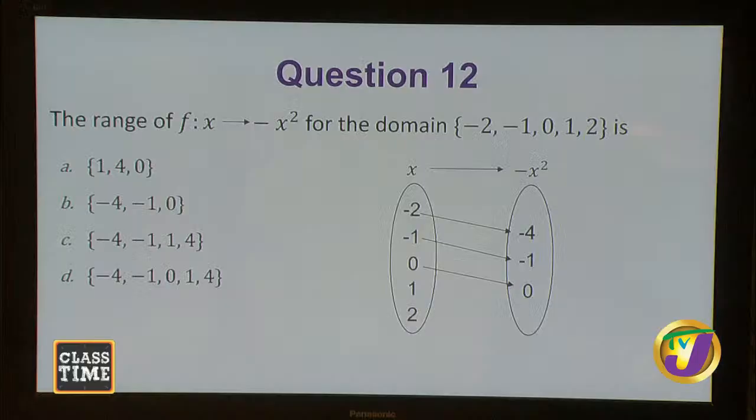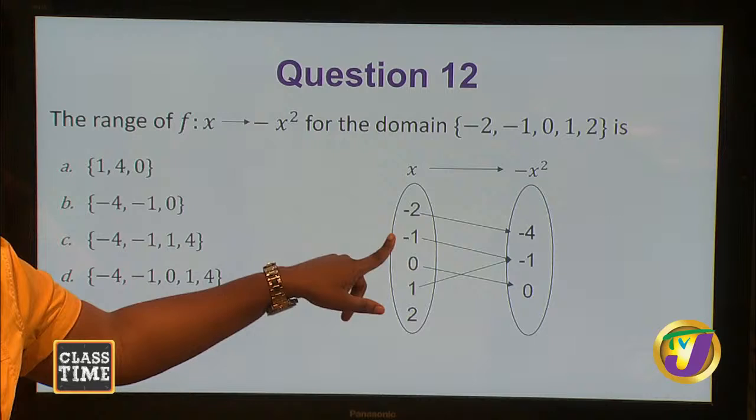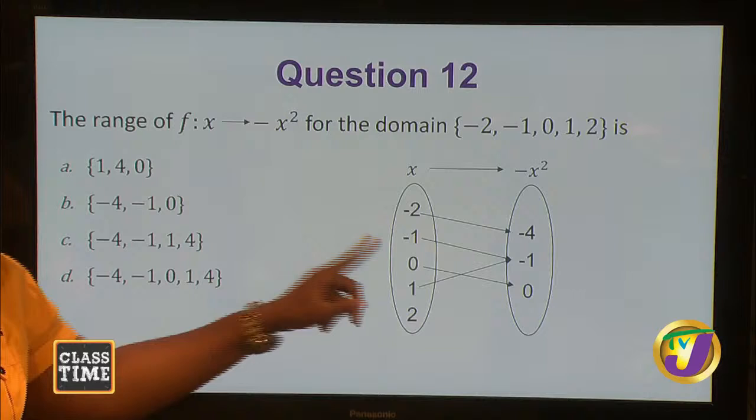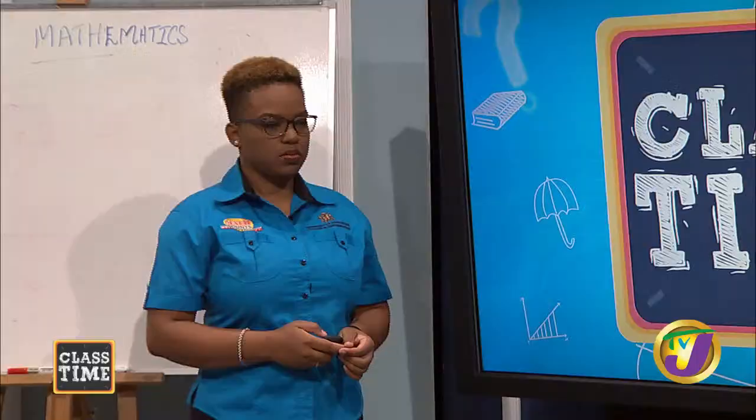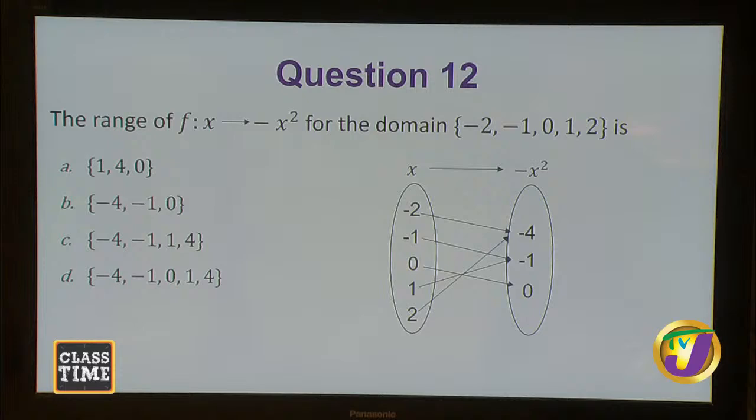So notice now when I start to input those positive values, again, when I square 1, it's still positive 1, same thing as when I square negative 1. But again, when I multiply by this negative 1 here as a coefficient, then it's actually going to map me right back to negative 1. And likewise for positive 2. There you go. So we're seeing here that the range is actually, let's check, negative 4, negative 1, and 0. B. Great.